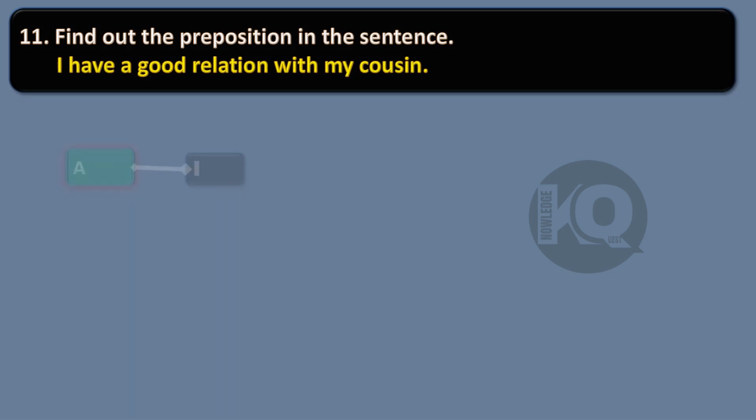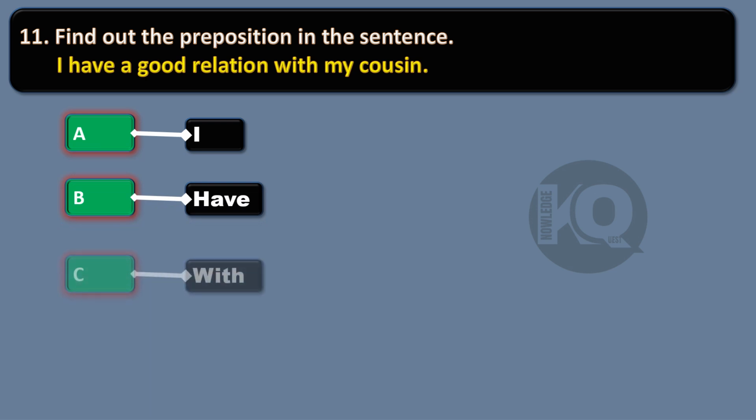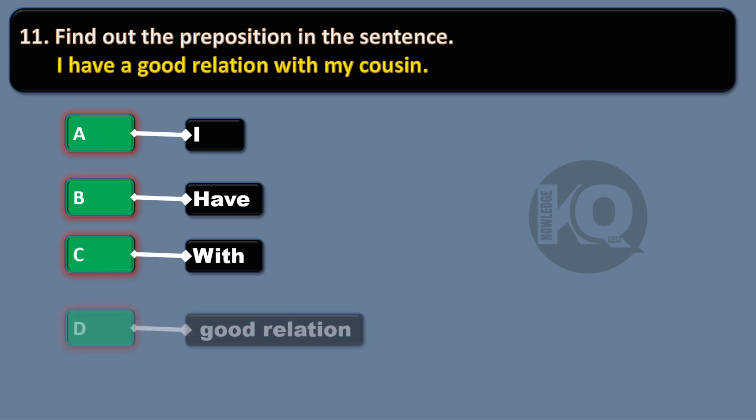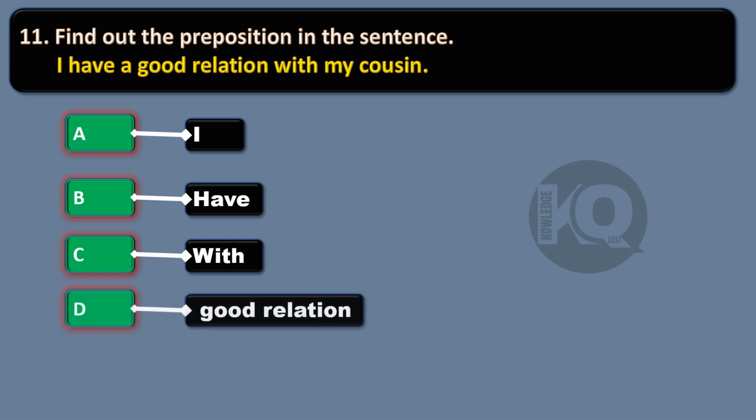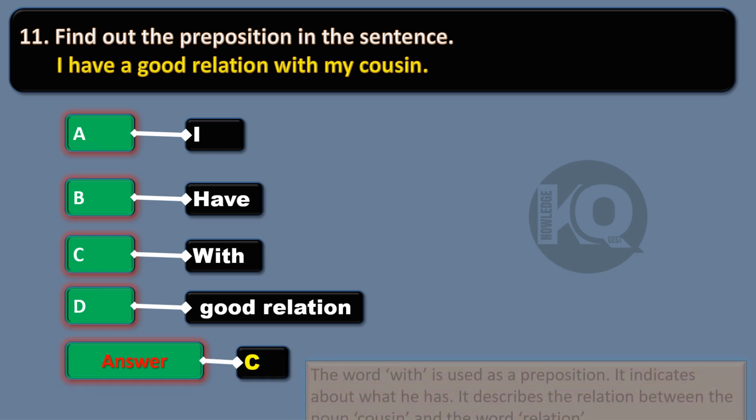Number 11. Find out the preposition in the sentence. I have a good relation with my cousin. A. I. B. Have. C. With. D. Good relation. Correct answer is C, which is with.